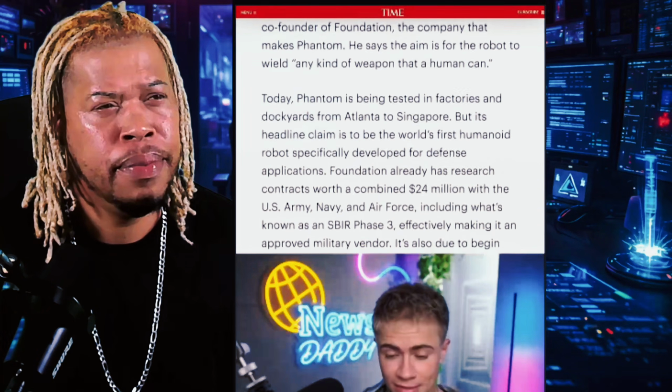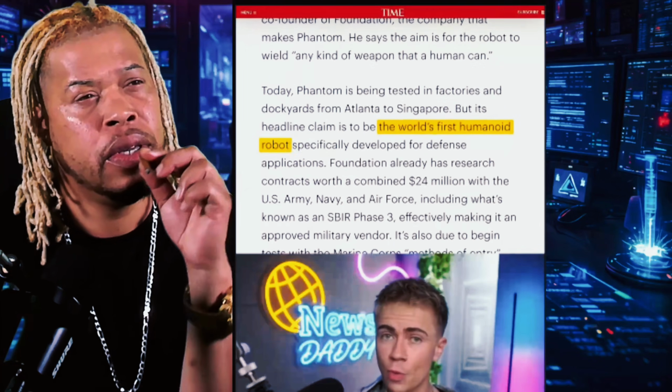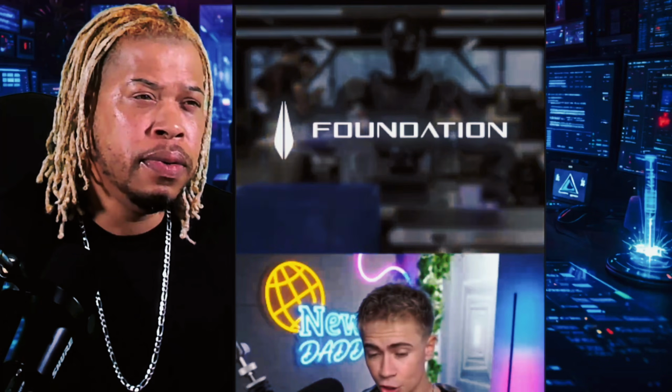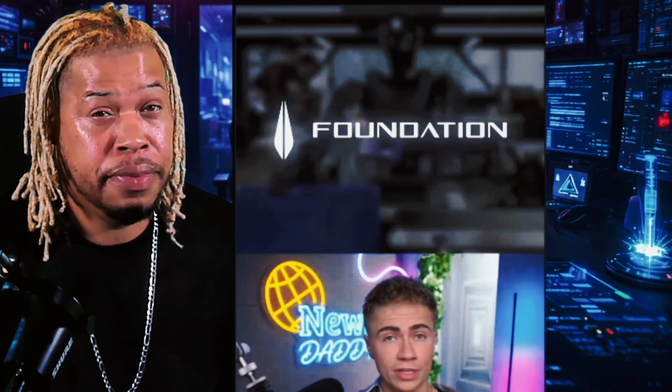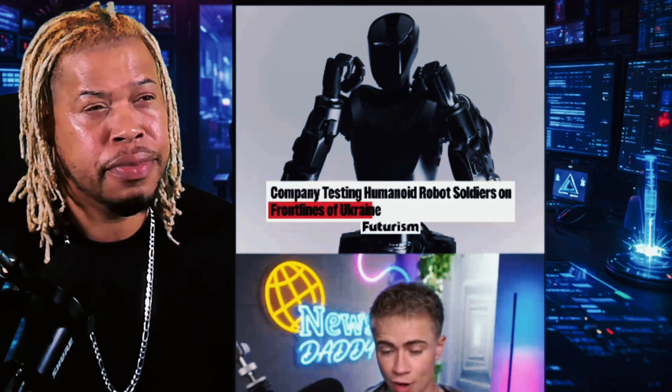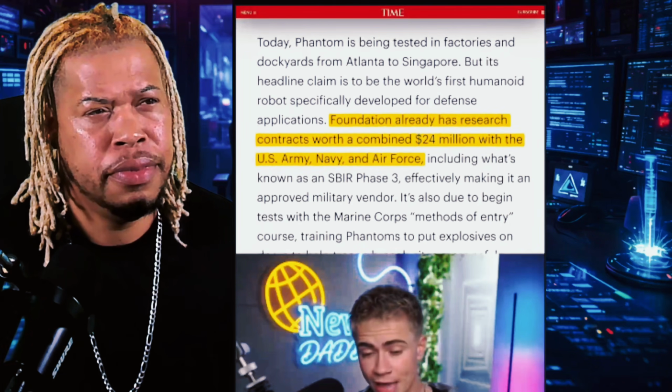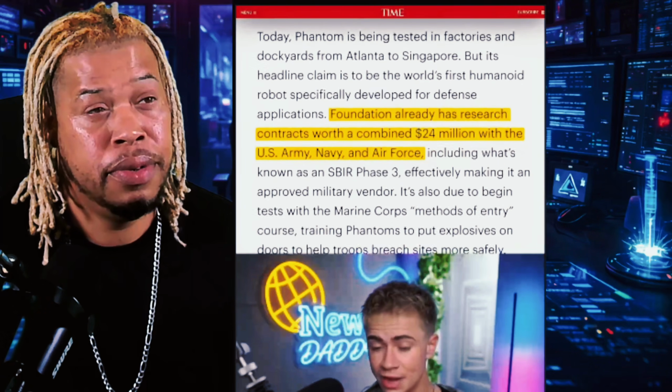And according to Time magazine, it's the world's first humanoid robot specifically developed for defense application. And this is not just something hypothetically in the future. It's happening now. Its creator, a US startup called Foundation Robotics, just sent 2 of these things to Ukraine last month to test them on the front lines. And it's not just that. Foundation already have research contracts with the US Army, Navy, and Air Force.